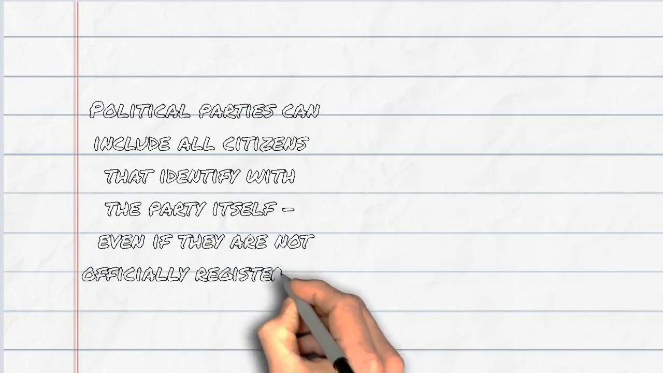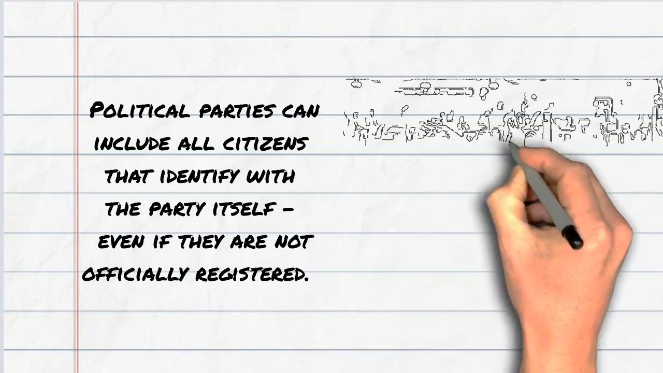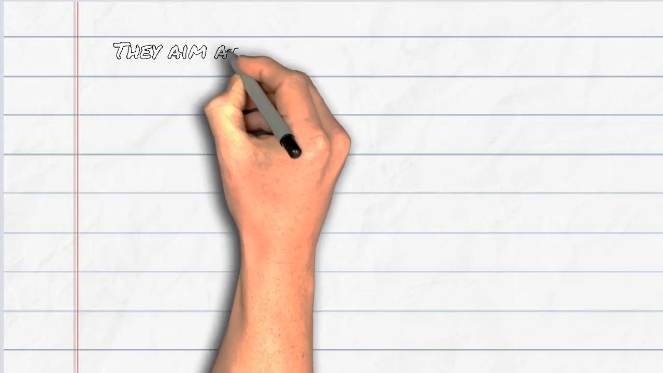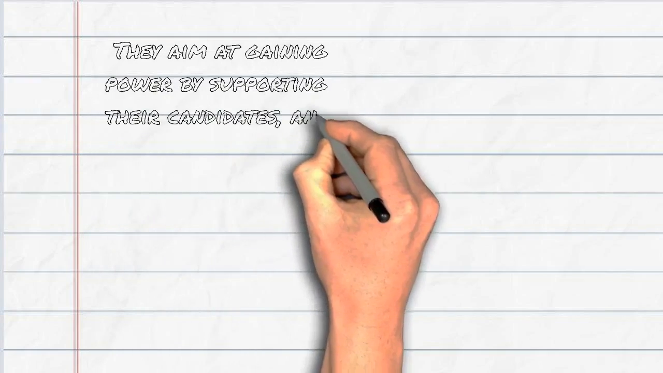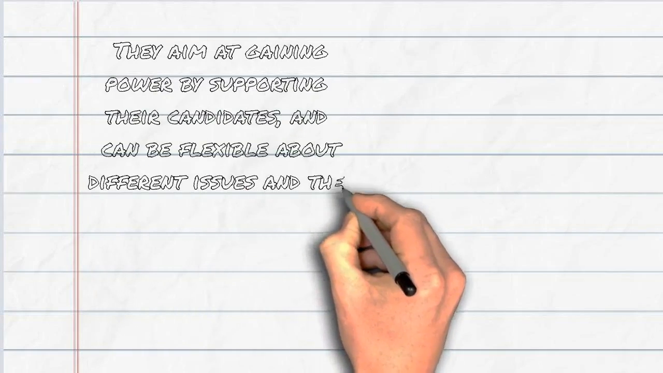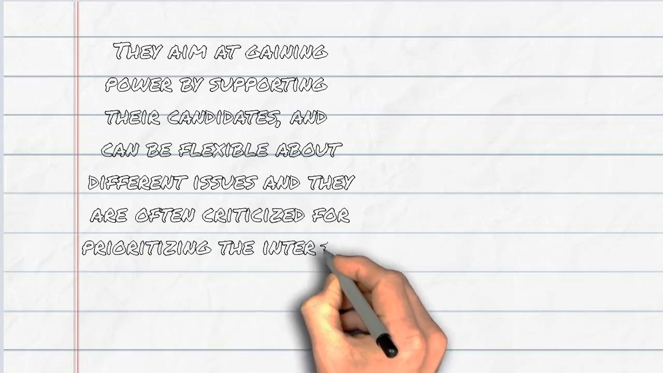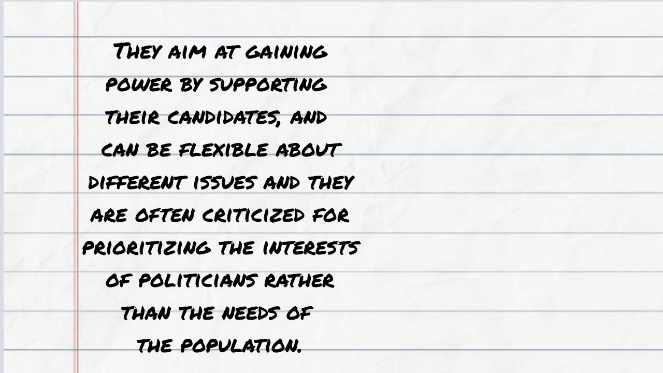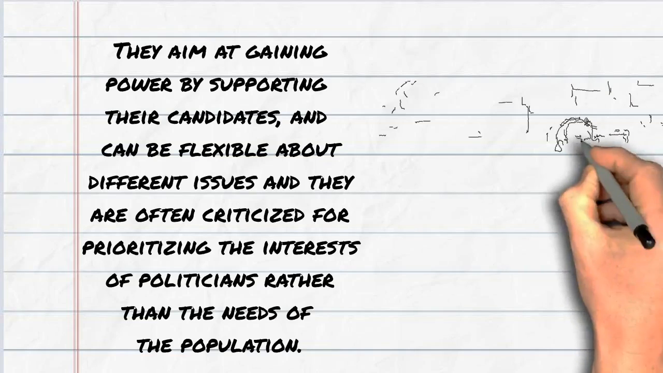Political parties can include all citizens that identify with the party itself, even if they're not officially registered. They aim at gaining power by supporting their candidates and can be flexible about different issues, and they are often criticized for prioritizing the interest of politicians rather than the need of the population.